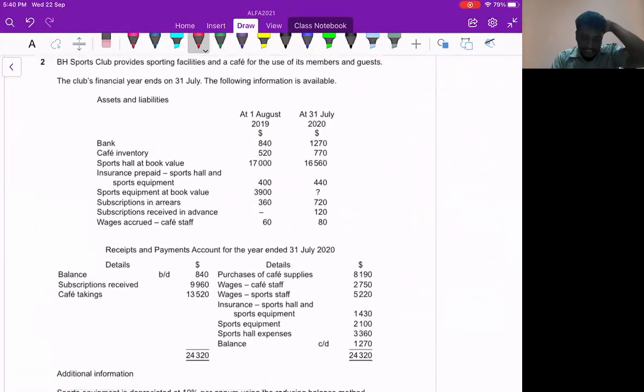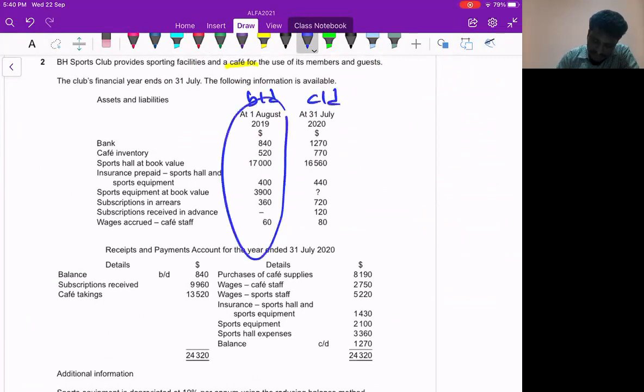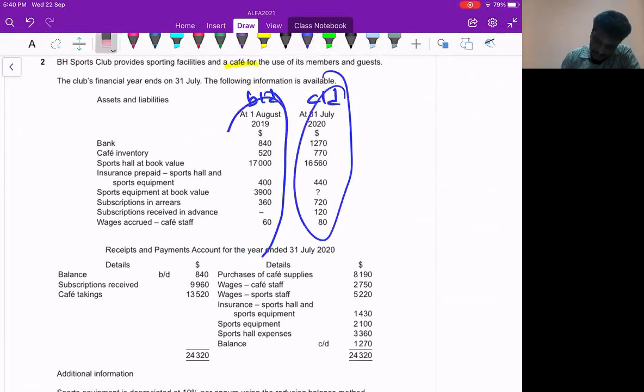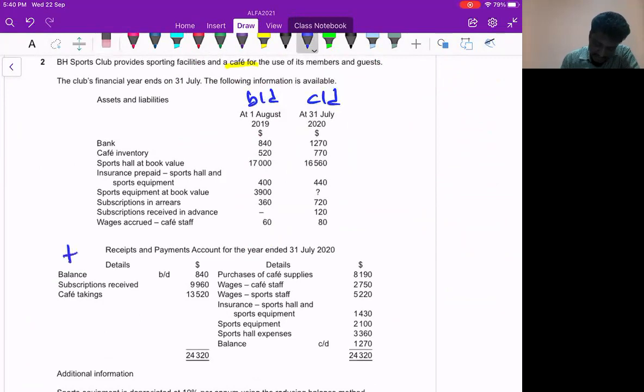Question number 2 is BH Sports Club provide the sporting facilities. And then there's a cafe on the use of the members. And this is my balance BD. This is my balance CD. All these are balance BD. All these are balance CD. And then this is the money received, and this is the money paid. Money received and money paid.